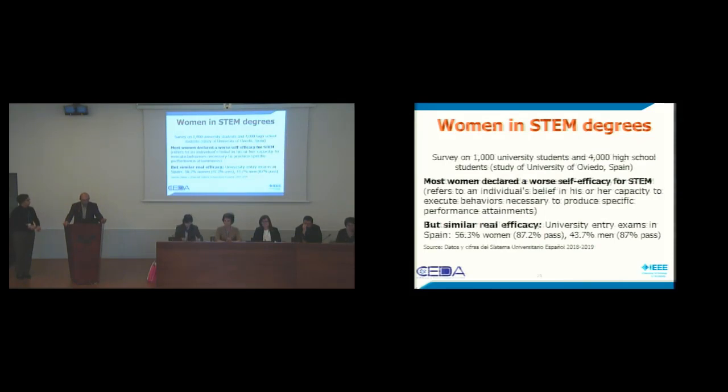However, when we go to the data of the Spanish university system, data from last academic course, we can see there is a similar real efficacy. The entry exam at the university was taken by 56.3% women, the rest were men, but the success rate, how many students passed the exam, was practically the same. So that means that the belief of women about their capacity was not real. They had the same performance.